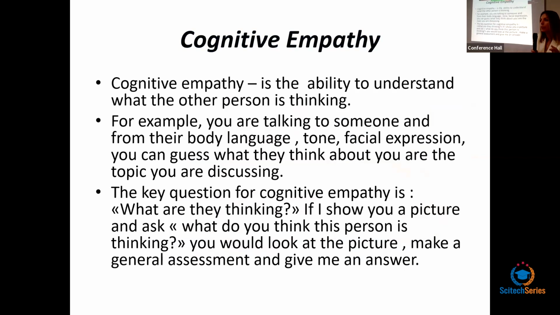Empathy includes 3 components: cognitive empathy, emotional empathy, and empathic concern. Cognitive empathy is the ability to understand what the other person is thinking. For example, you are talking to someone, and from their body language, tone, facial expression, you can guess what the other person thinks about you, the topic you are discussing. The key question for cognitive empathy is, what are they thinking?